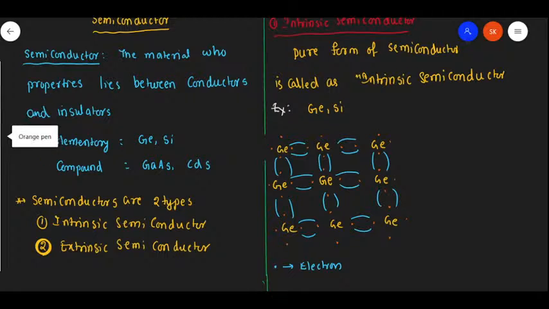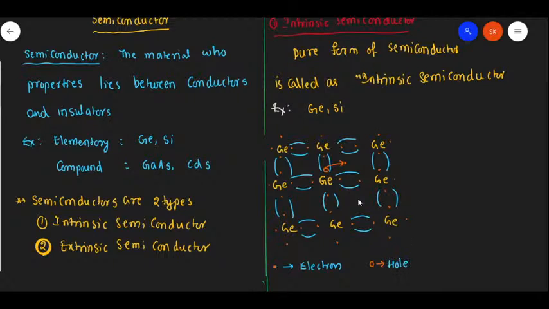When one covalent bond breaks, this electron escapes from the valency shell, the valency orbit. When the electron escapes, a vacancy is created for the bond. This dot is called an electron, and the vacancy is represented with a small circle, which is called a hole.